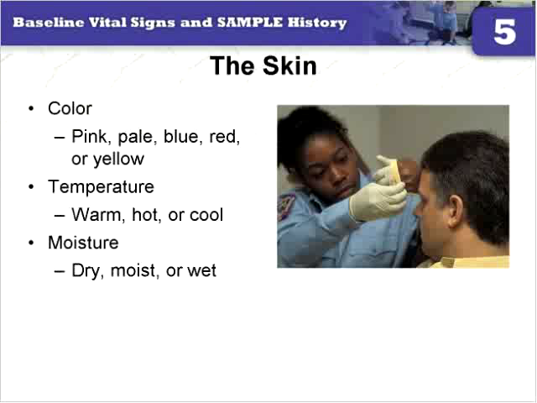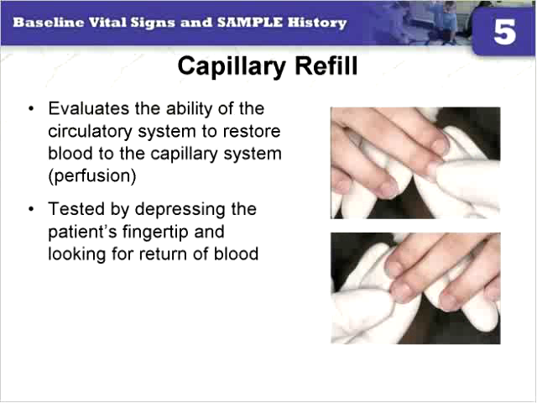Again, sometimes their skin gets wrinkly. Gets wrinkly or gets tinting that starts? Yeah. Correct. Okay, cap refill evaluates the ability of the circulatory system to restore blood to the capillary system, tested by depressing the patient's fingertip and looking for blood return. How quickly does that return have to happen for them to be considered normal? Seconds. 2 seconds or less. This is only reliable on children under the age of 6.